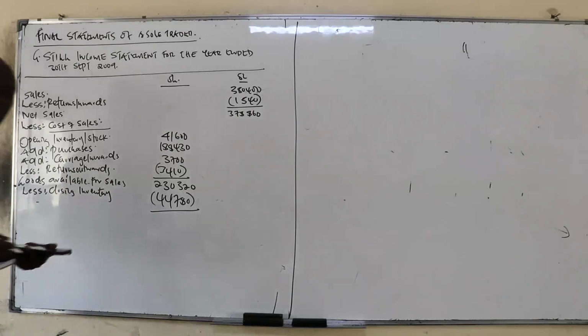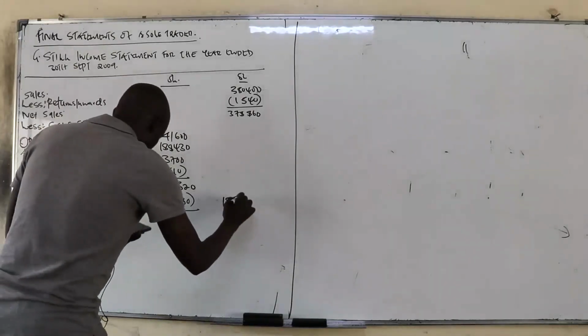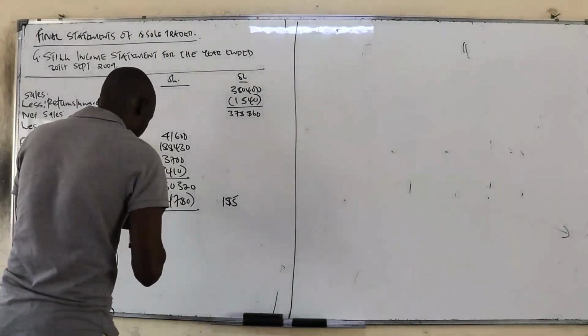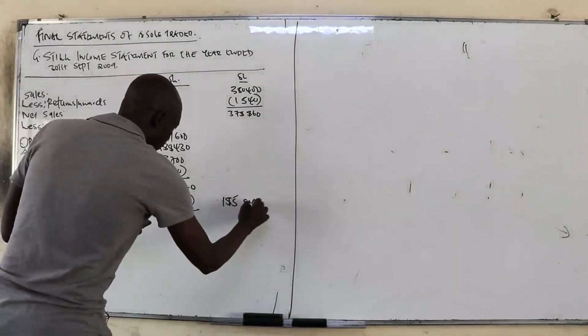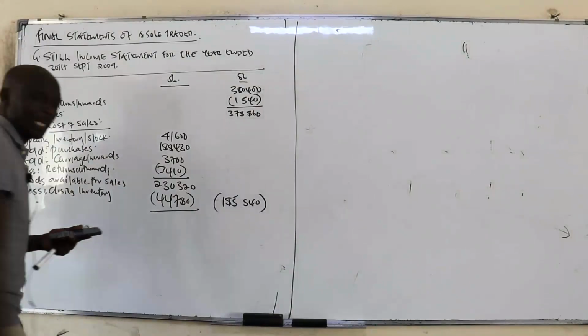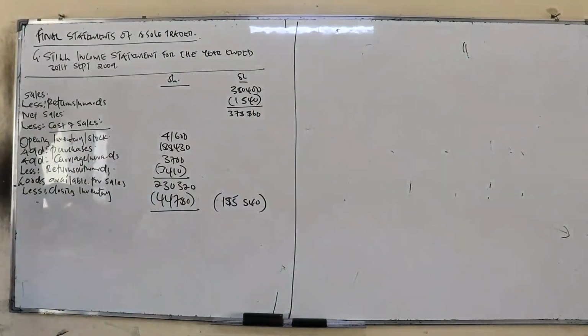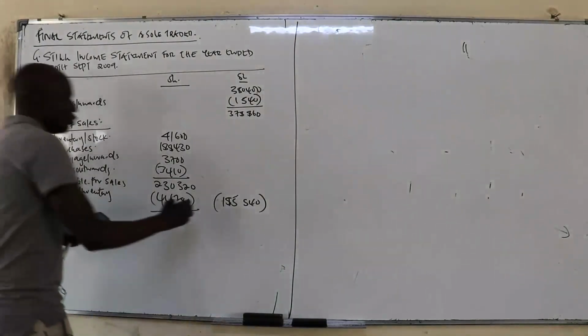185,540. So now this is the cost of sales. That is how we compute the cost of sales. Another name for cost of sales is the buying price. These goods that you sold, how much did they cost you to buy them?